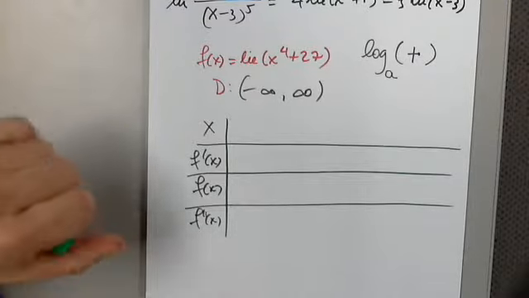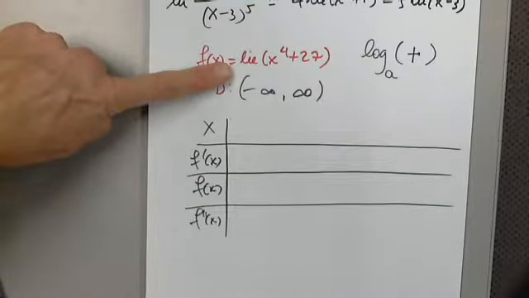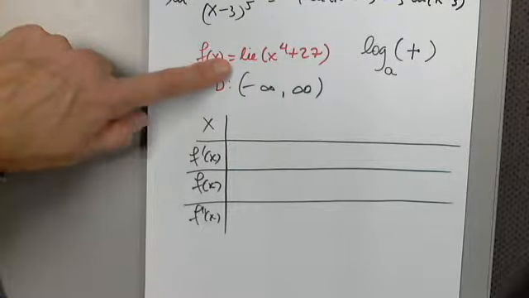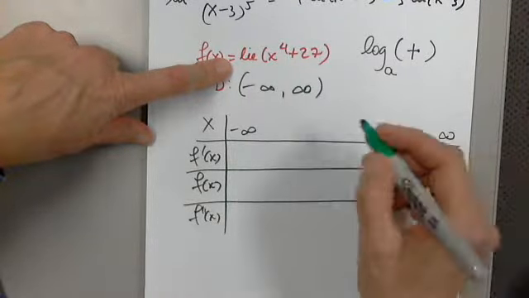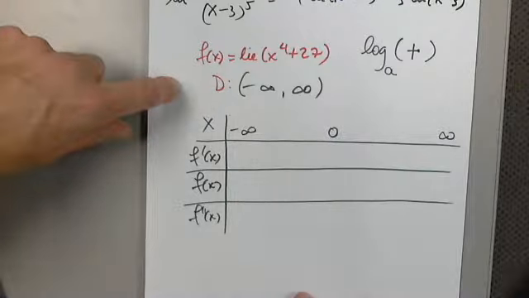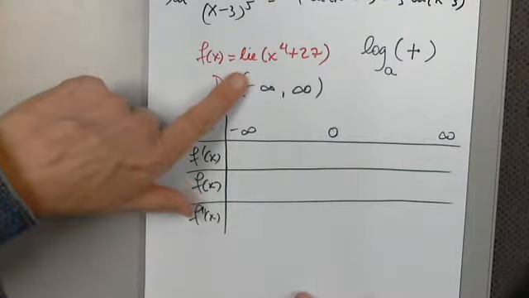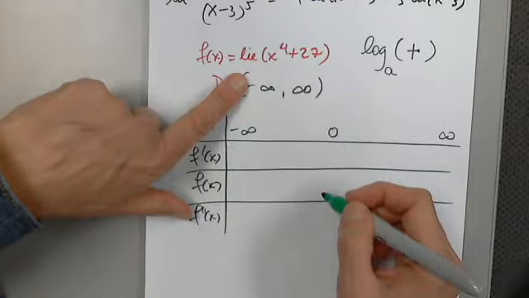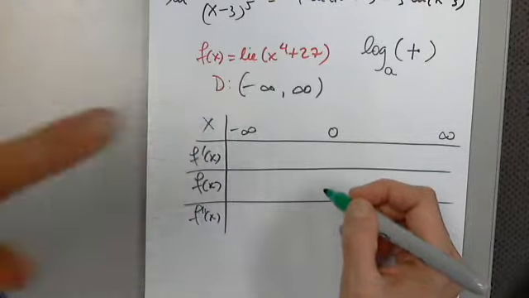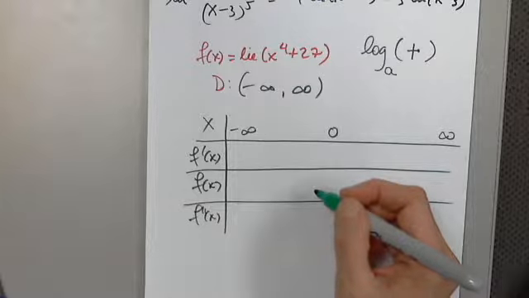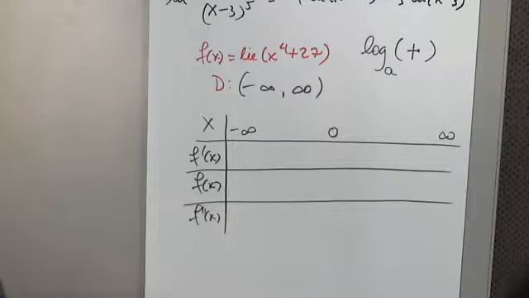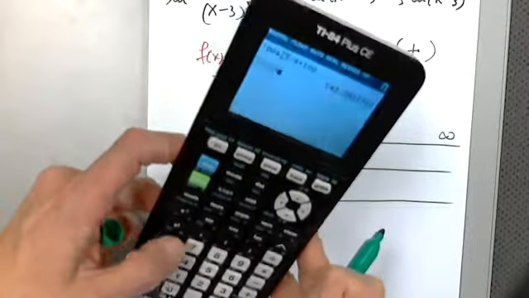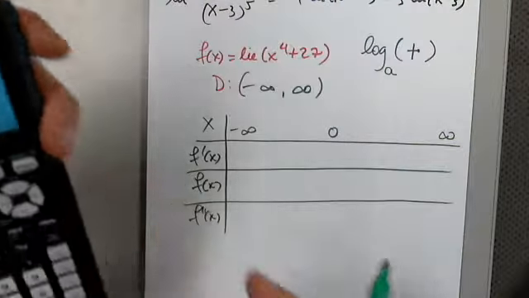Negative infinity to infinity, 0 has to be in the table. When x is 0, how much is f of 0? Natural log of 27, and I have no idea what that is. So natural log of 27 is 3.3.